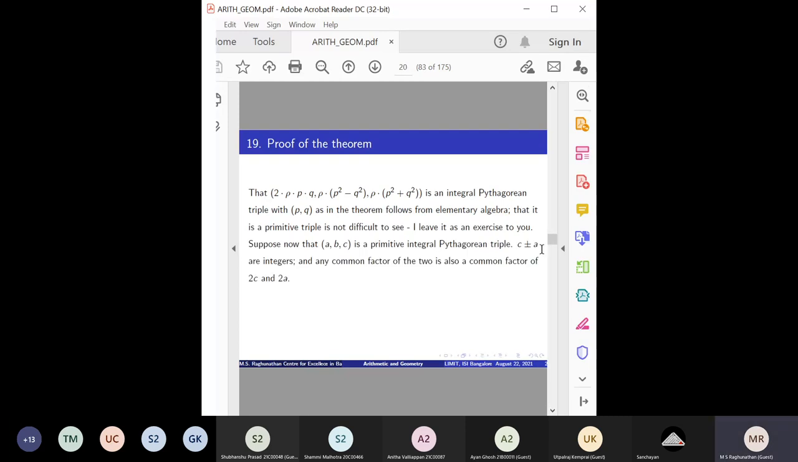Then C plus A and C minus A are integers, and any common factor of the two is also a common factor of 2C and 2A. It follows that the two have at most 2 as a common factor, that is, C plus A and C minus A have at most 2 as a common factor.